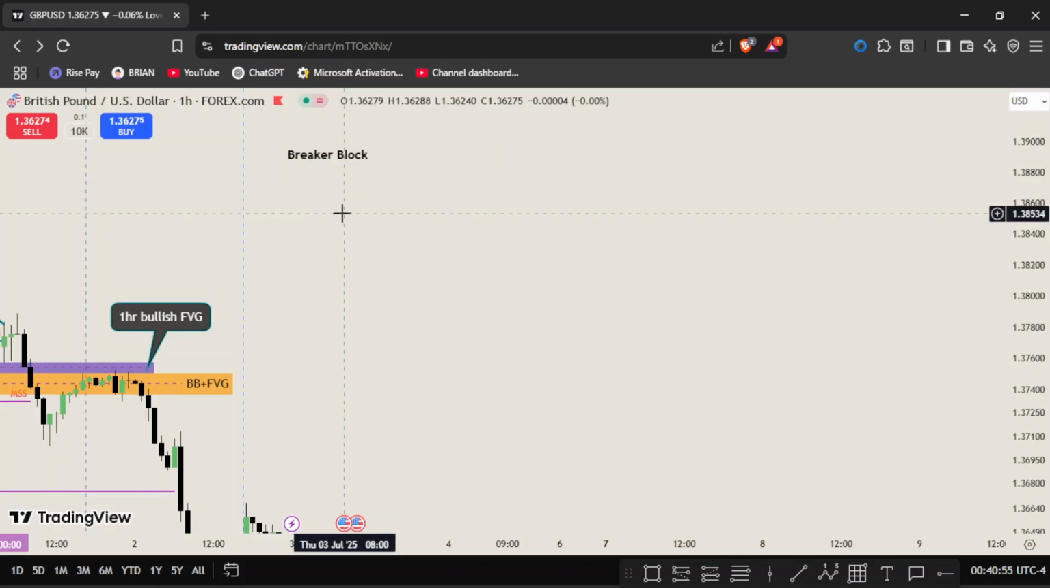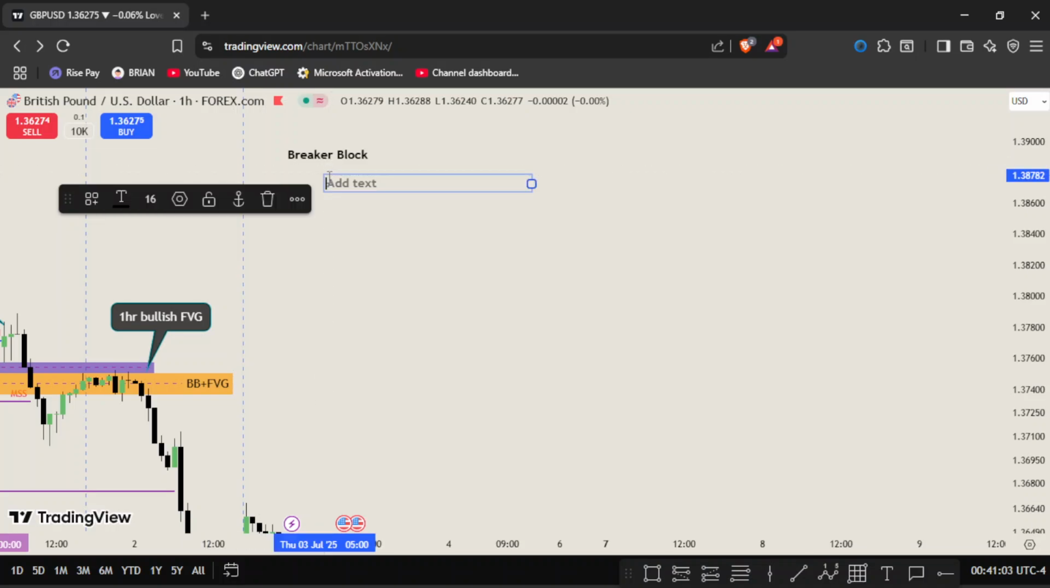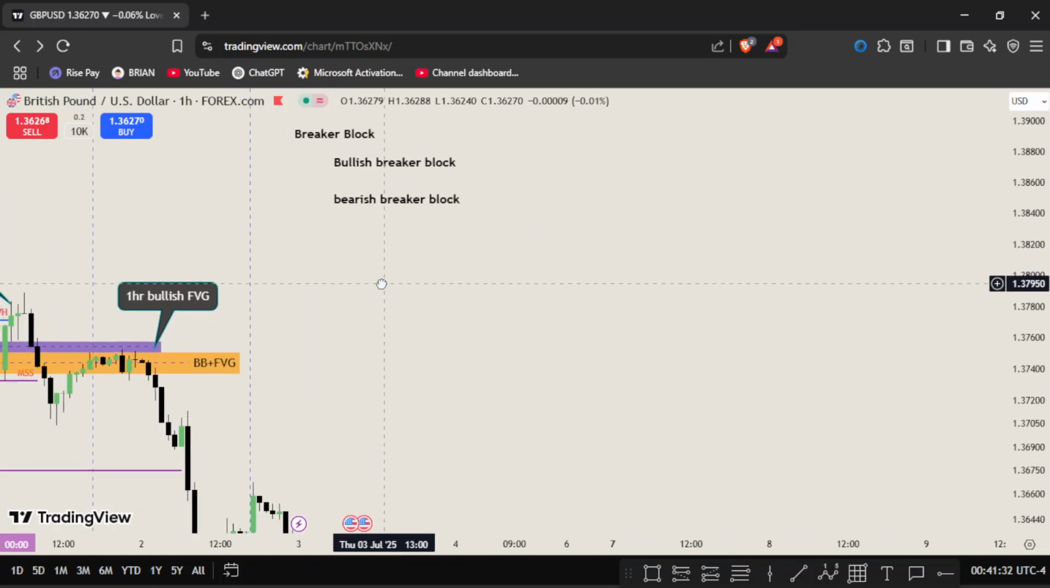So we have two types of breaker blocks. First, we do have a bullish breaker. Bullish breaker, sorry. Bullish breaker block and a bearish breaker block. So we have two types of breaker blocks.